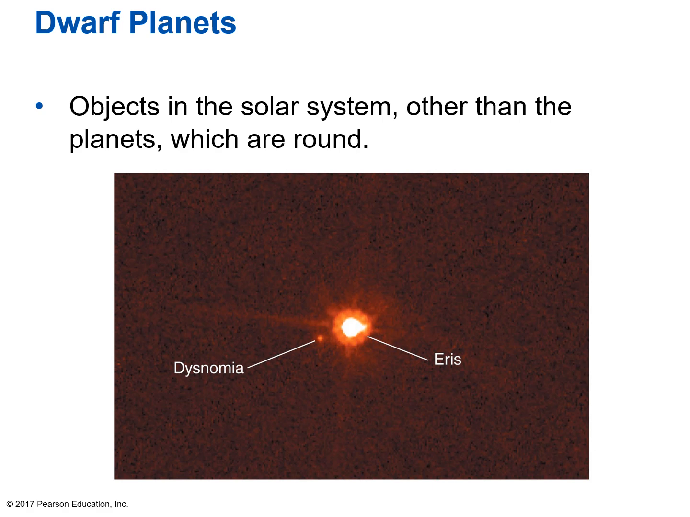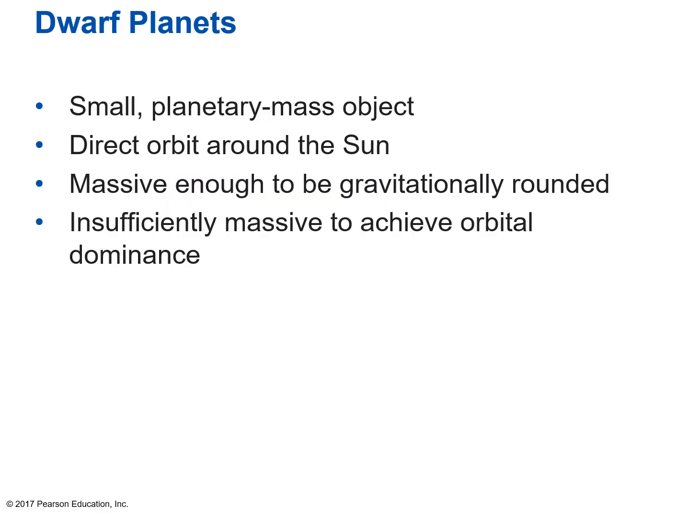And the next category of object that we're going to talk about in chapter 12 is dwarf planets. These are objects in the solar system other than planets which are round. And in chapter 7, you learned about Eris with its moon Dysnomia. And here it is again. Dwarf planets, by their definition, are small planetary mass objects. So they are comparable in mass to planets. They have a direct orbit around the sun.